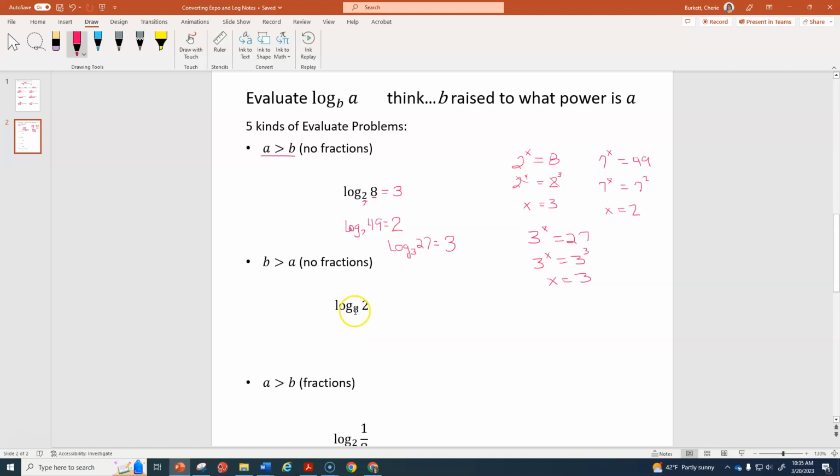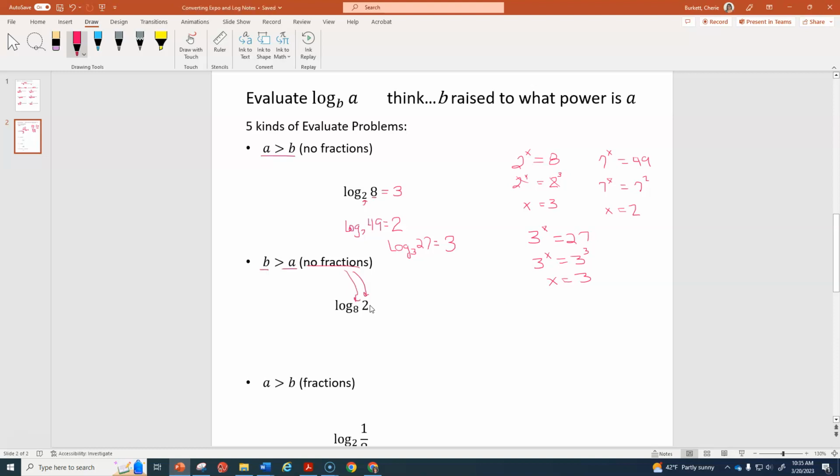Now this one, we're starting off with the base bigger than the number. When I say there's no fractions in the problem, what that means is, when B is bigger than A and neither one of them is a fraction, I mean here or here, my answer is actually going to be a fraction.